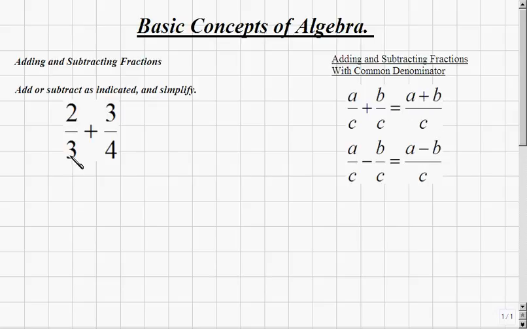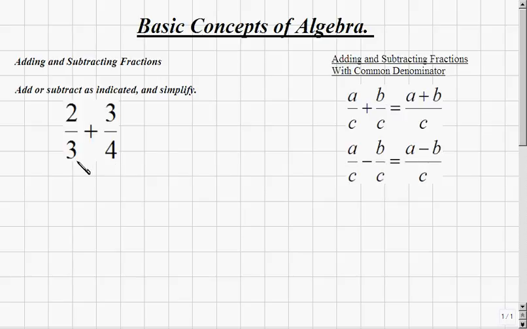Right now, both these fractions do not have the same bottom, the same denominator. So we first need to convert each one of these fractions to an equivalent fraction with the same common denominator, and then add those fractions up using our rule.